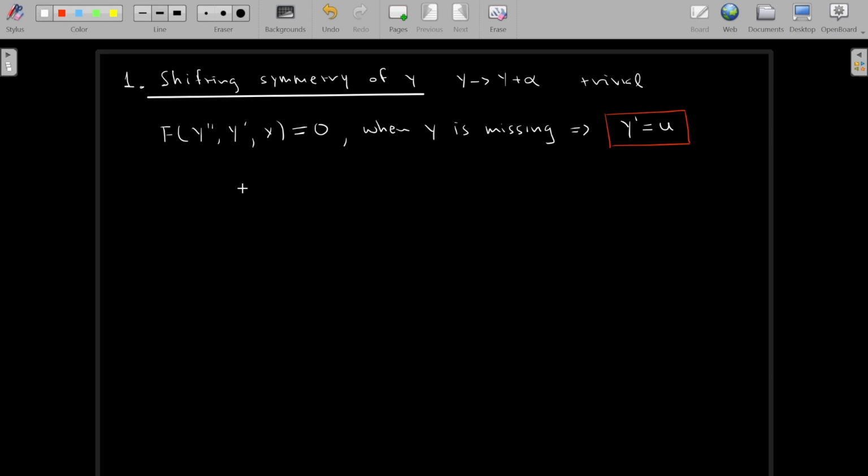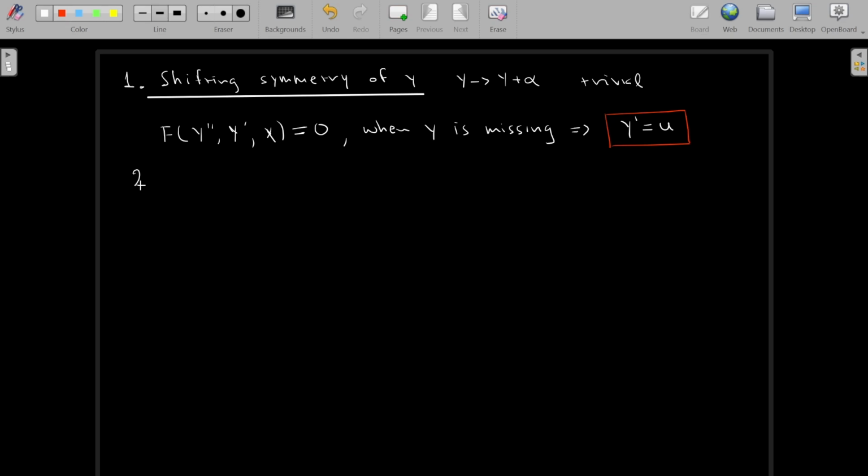That's it. This is the most trivial example, the most trivial symmetry of differential equations that a differential equation can exhibit. And doing this transformation, you immediately get that this is reduced to first order. And many times this is so much easier to solve.